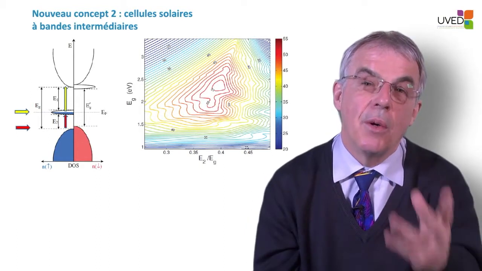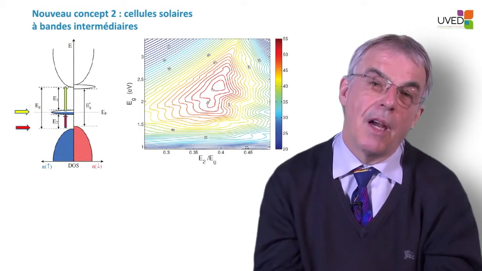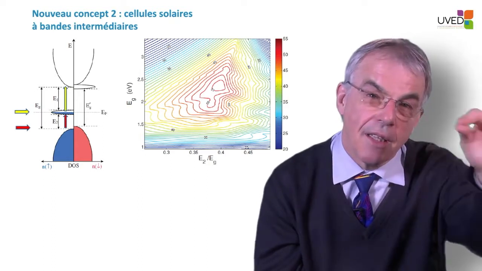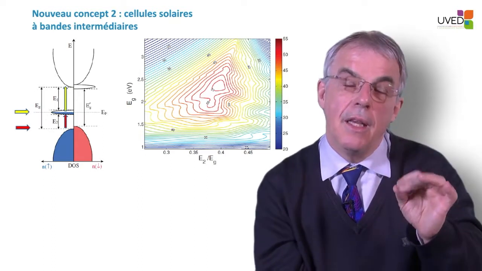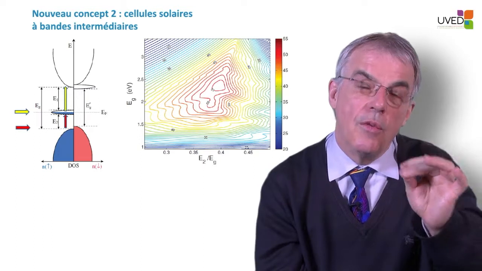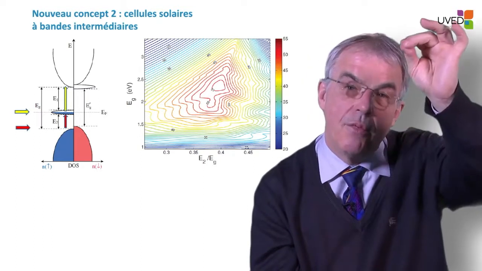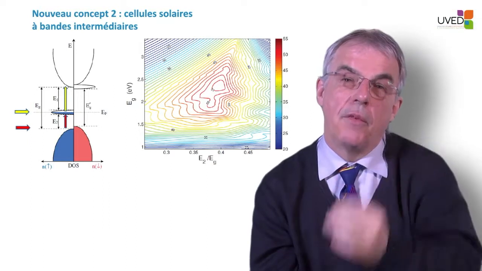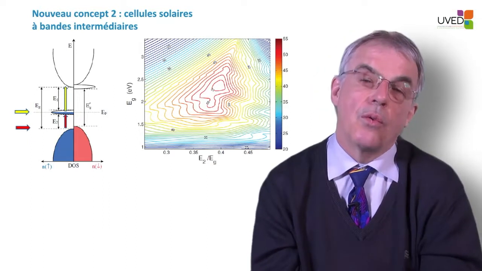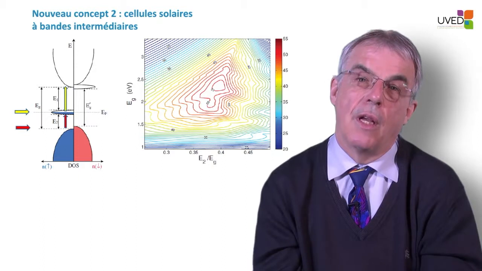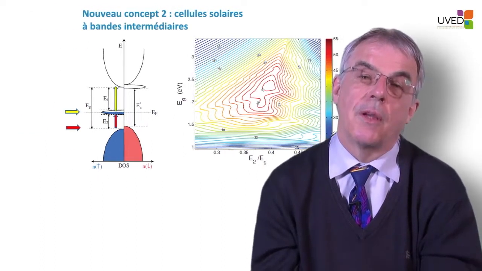Here we have another concept, the intermediate band concept. In the forbidden band, we add a level. Two photons, or the infrared photons, are absorbed and can contribute to the photocurrent, reaching 50% yield.